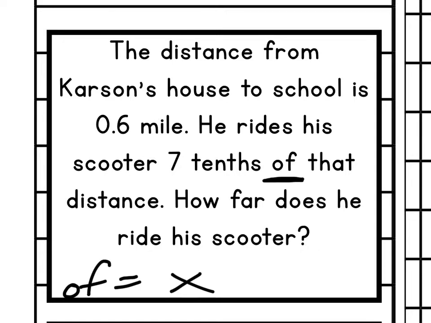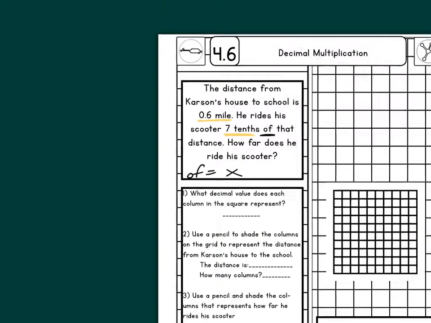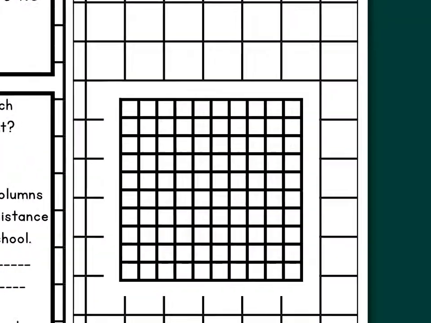We have 0.6 miles, and that's how far to the school it is, and he's riding his scooter 7/10 of that distance. And so it's 7/10 of, or 7/10 times 0.6. So we're going to use a chart to solve this.